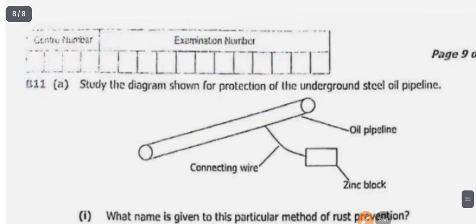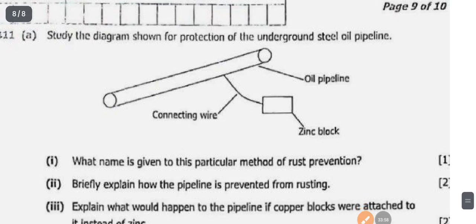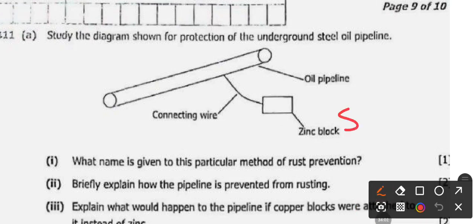Question B11. Study the diagram shown for protection of the underground steel oil pipeline. What name is given to this particular method of rust prevention? So this method is what we call sacrificial protection.